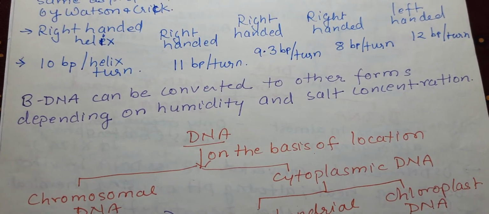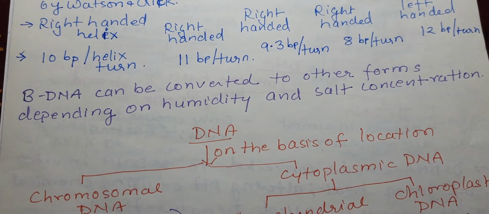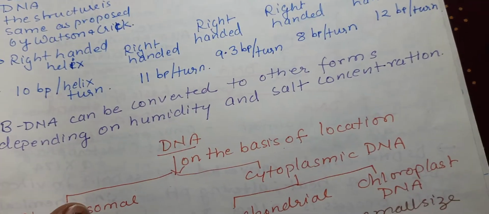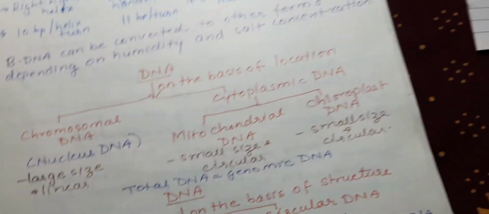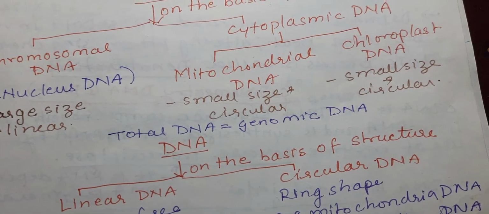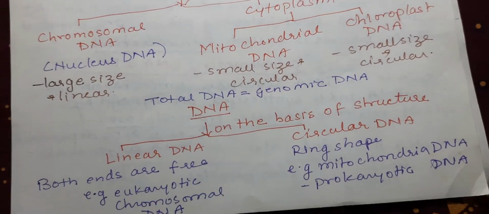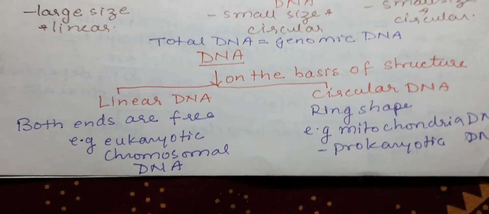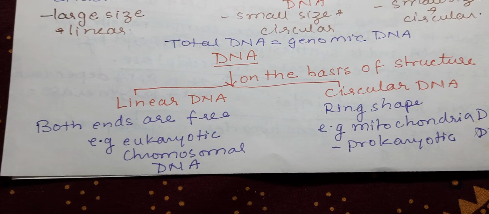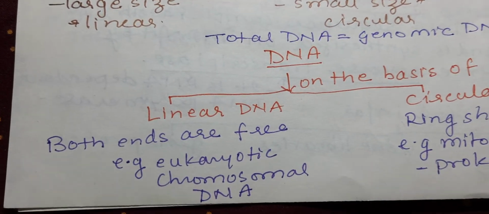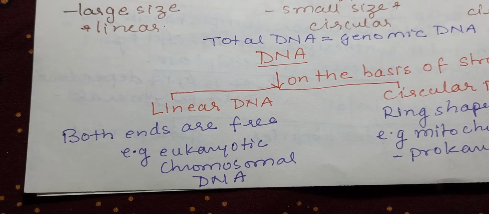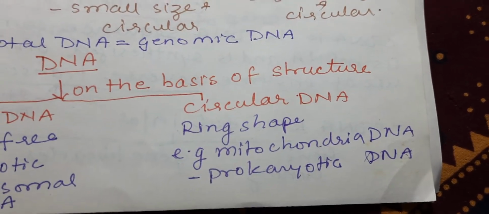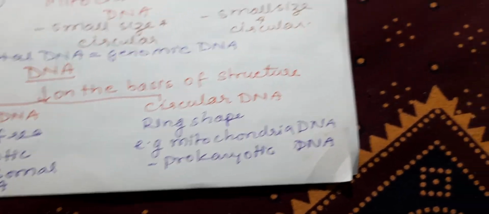bDNA can be converted to other forms depending on the humidity and salt concentration. So these are different forms of DNA that exist in nature. Now, on the basis of the structure, the DNA is divided into two categories: linear DNA and circular DNA. So, linear DNA is the one where both the ends are free, such as eukaryotic DNA, and circular is ring shaped, such as prokaryotic DNA or mitochondrial DNA.